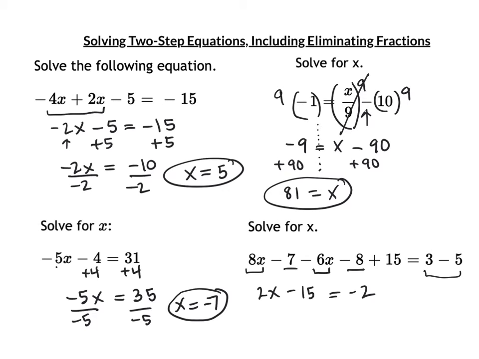We know the coefficient is the last thing we get rid of. We're getting the variable by itself. So we'll add 15 to both sides to get the variable by itself. And we get 2x equals 13. And we'll divide by 2. And we get 13 halves, or you could say 6.5.